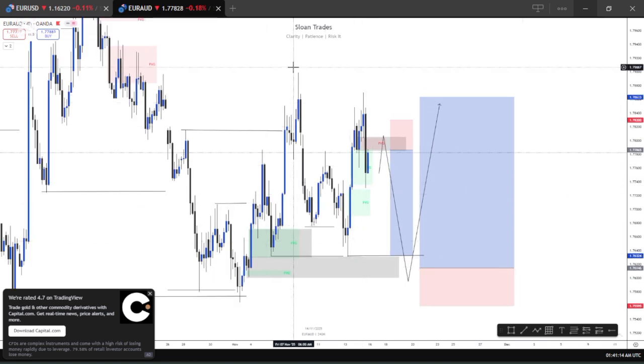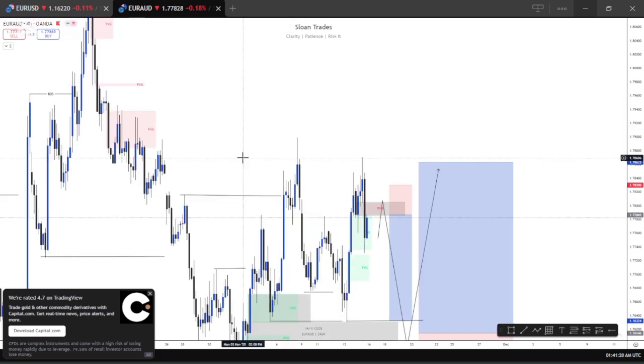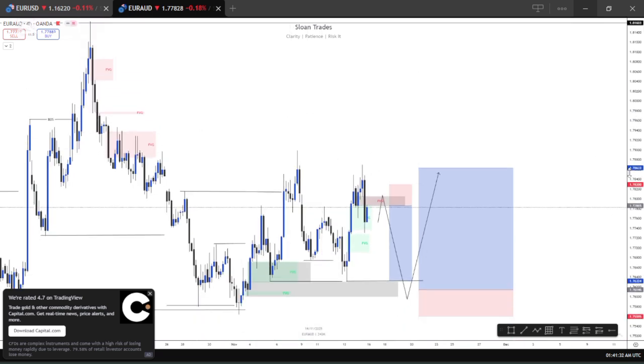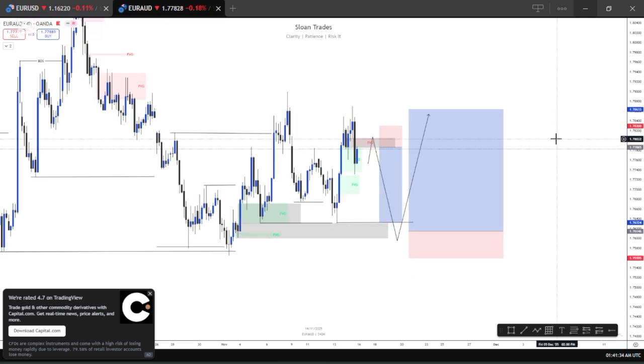Now, the major focus again, I would recap, is the engineered liquidity. Markets do these things all the time. You can actually go and backtest and you'll find out that there will be a lot of engineered liquidity, inducements and draw of liquidity. It's very important to know these things, because it will actually help elevate your trading journey.